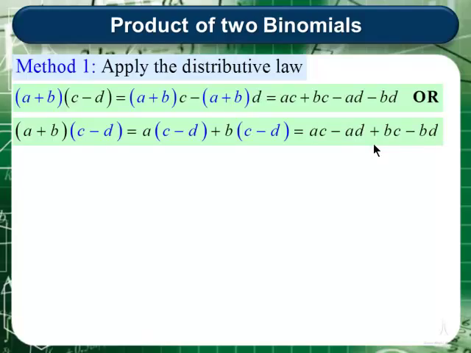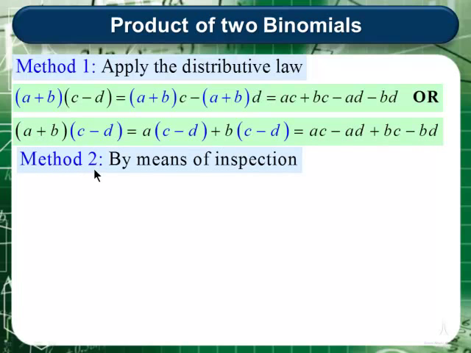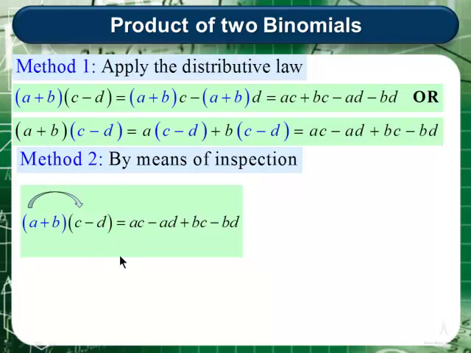There is a second method to multiply binomials together by means of so-called inspection. Let's see what that is all about. Here we have the product of the two binomials, and we may first decide to multiply the first terms together. After that, the outer terms, that is the first term on the left with the second term on the right, and thirdly the inner terms, that is the b with the c as indicated on the screen, and finally the last terms of each of the binomials. That's the second term on the left with the second term on the right.